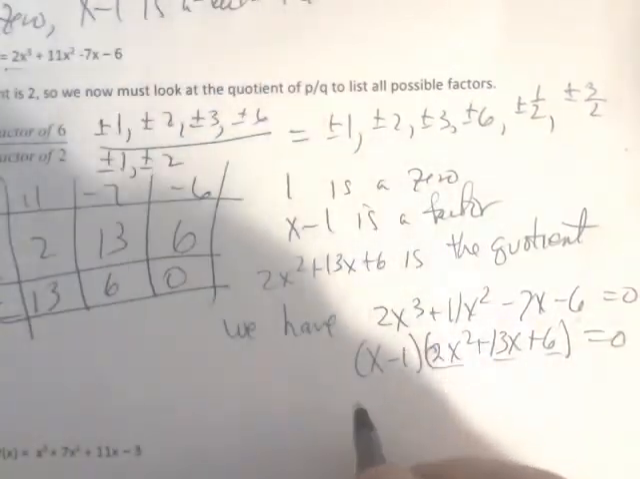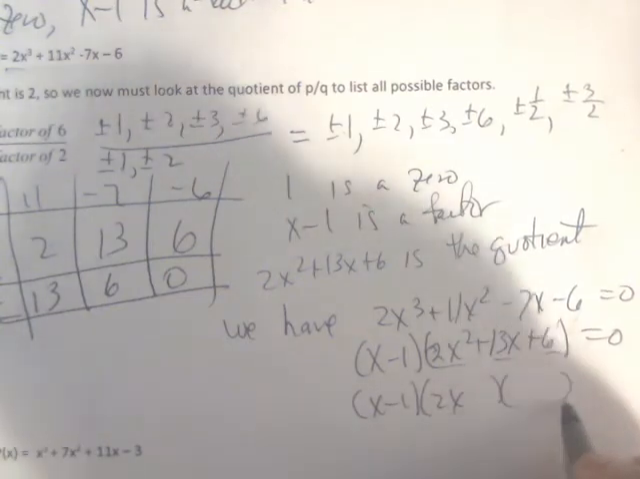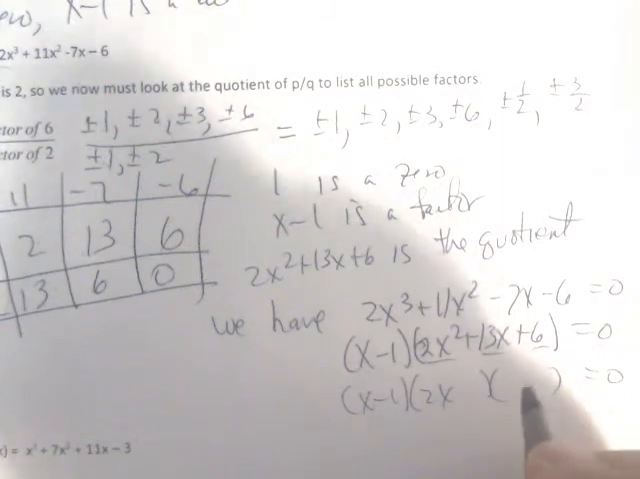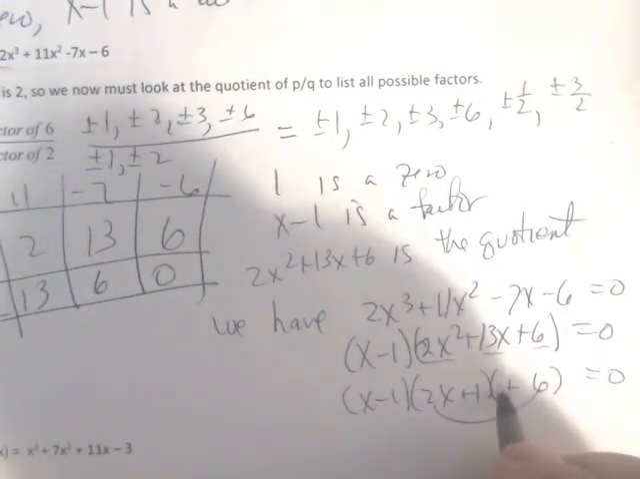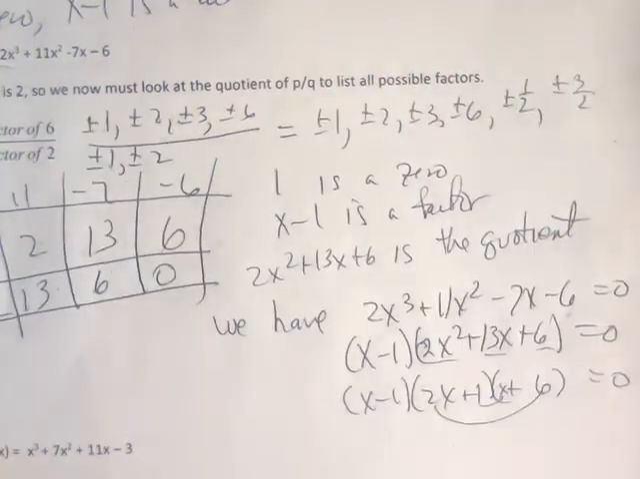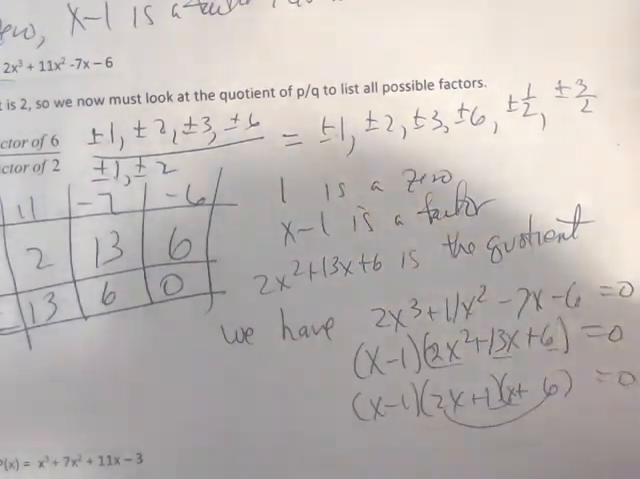Now I know, sometimes this is not our favorite type of factoring. So however you do it, AC method, whatever. 2 times 6 is 12. 1 times 1 is 1. 12 and 1 is 13. Okay, so these are my factors.